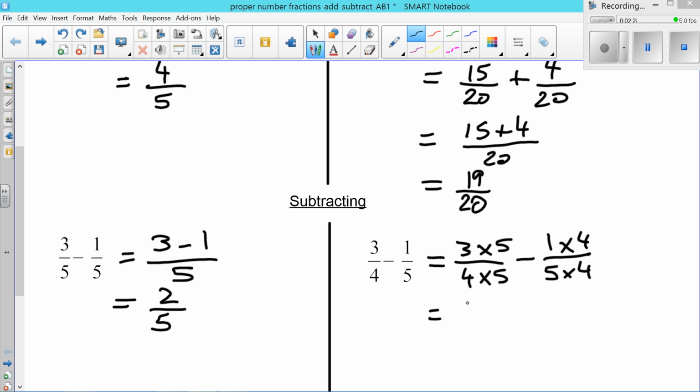So that now gives me the 15 over 20 minus 4 over 20, and that gives me 15 minus 4 over 20, which equals 15 minus 4 is 11 over the common denominator, which is 20.